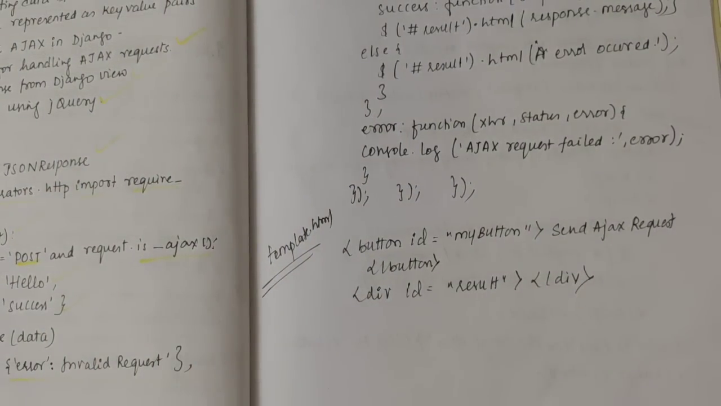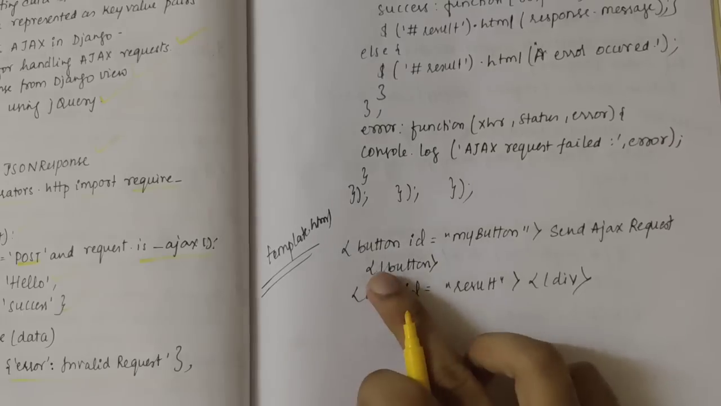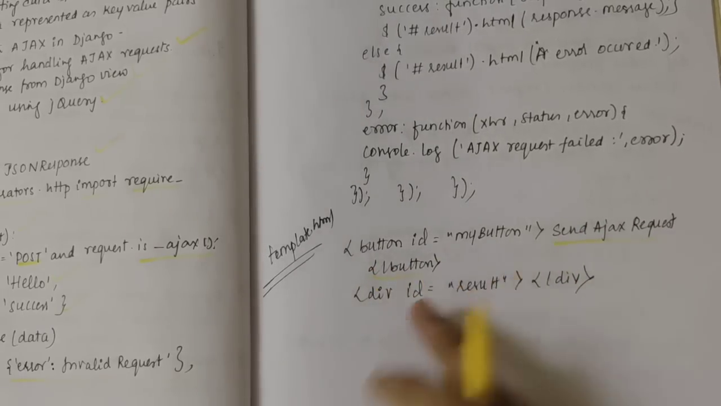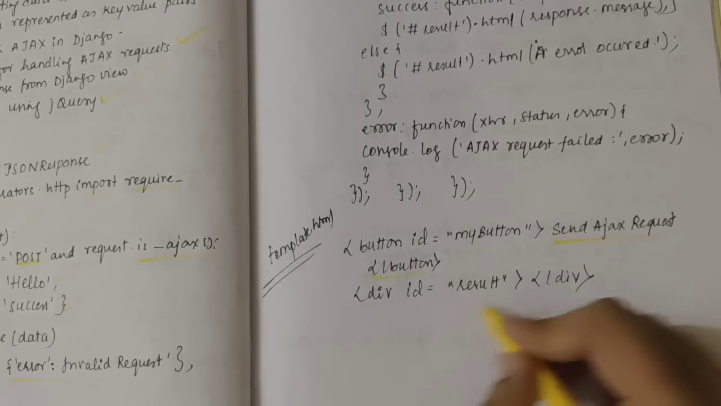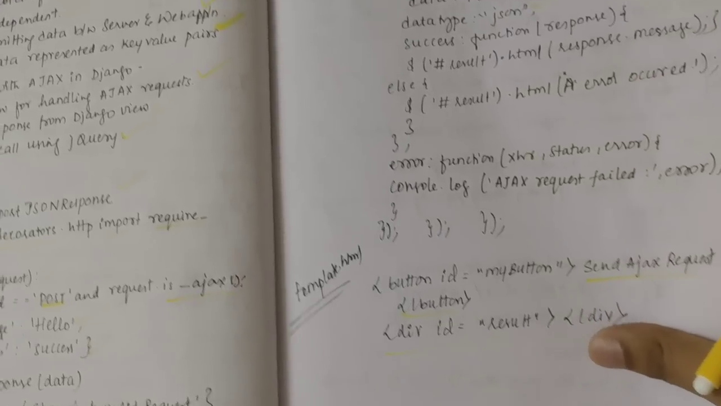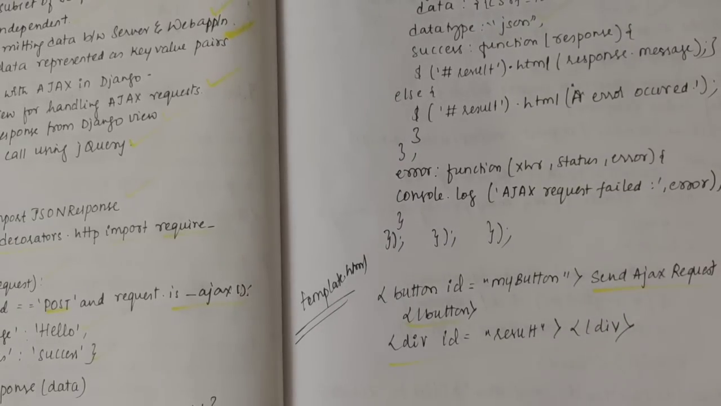So we had made use of template.html, right? So we'll be specifying it here, that is button id is equal to my button, send Ajax request, and div id is equal to result, closing it up. So here I'm specifying the send Ajax request button. So this was about using JSON with Ajax in my Django application.